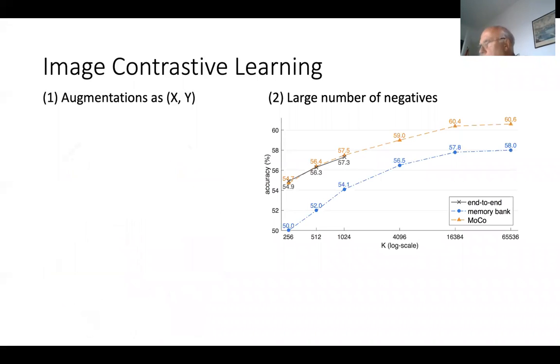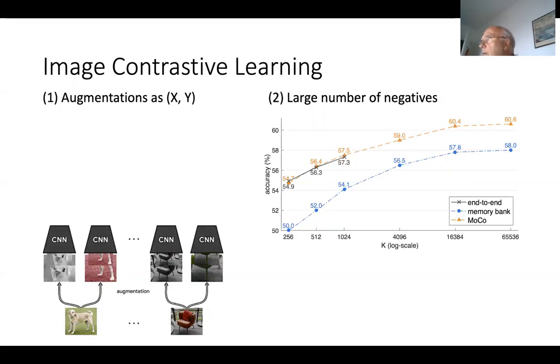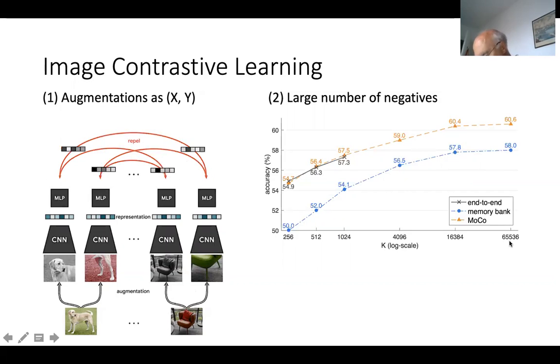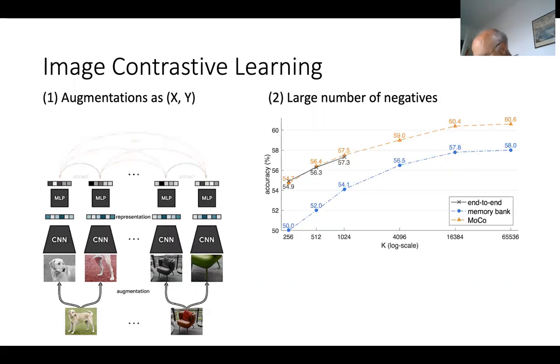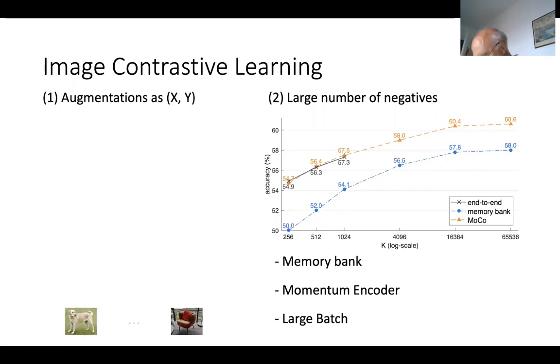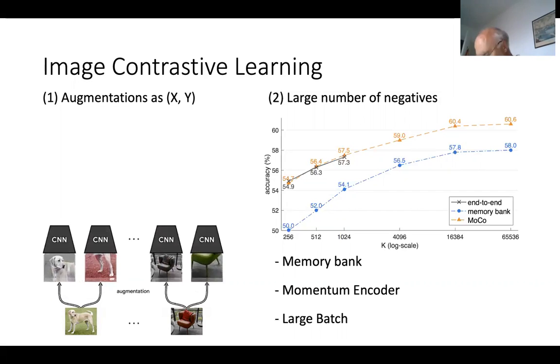And the second caveat about image contrastive learning is you really need a large number of negatives. This figure is from the MoCo paper. You can see the x-axis is the number of negatives you use to contrast each positive pair. You really need a large number of negatives to make it saturate. So the question is really how to make a large number of negatives feasible.